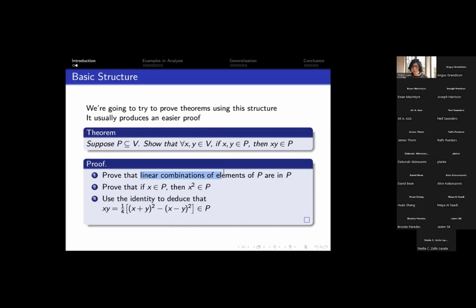When we're proving this, instead of showing it directly, first of all, we want to show that linear combinations of elements of P are in P. So if you have two elements that have a property, their sum is going to have that property as well, and scalar multiples are going to have that property as well. Generally, step one is very easy. Step two is kind of the hard bit. So we show that squares also have that property. And then finally, we use the identity to show that X times Y has that property as well.